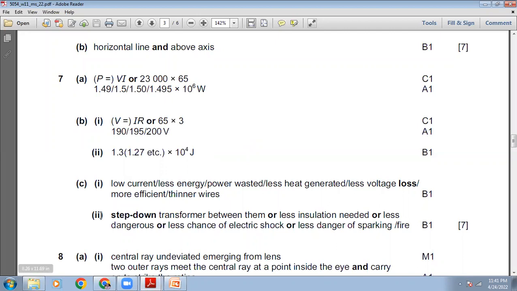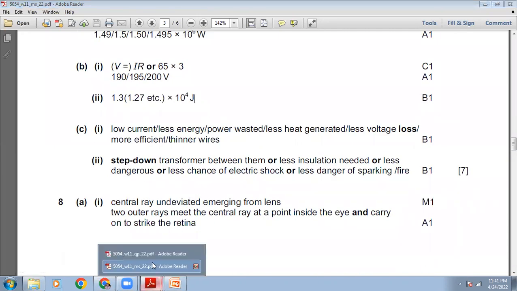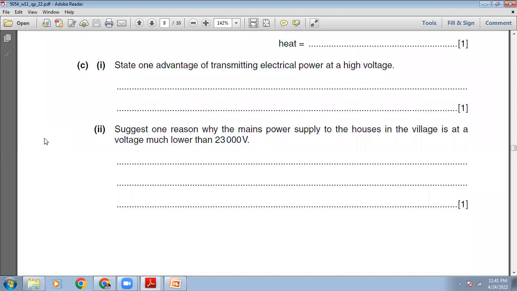So our answer is right. Okay, so let's move to the next part. He says, state one advantage of transmitting the electric power at a high voltage.